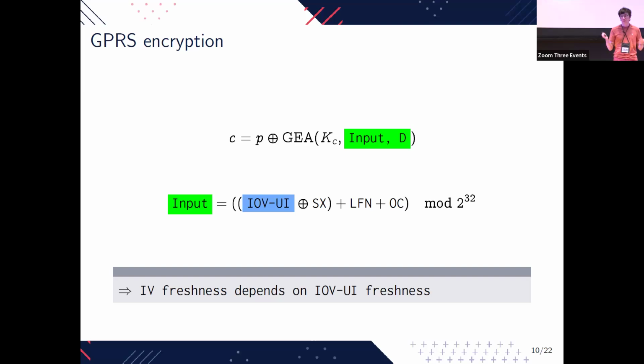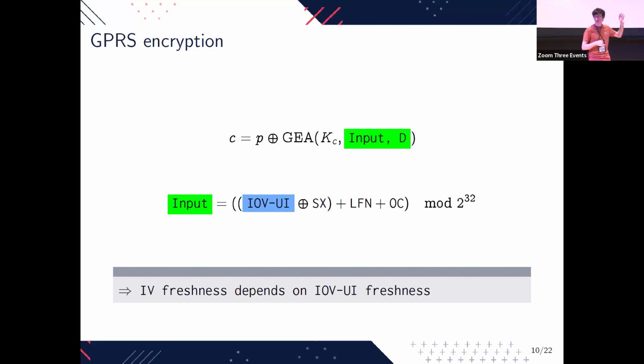So the value of input is this sort of weird formula. We have I of UI XOR with something, plus something else, modulo 2 to the power 32, and we get input. Well, in fact, the LFN plus OC is just a frame counter. So it's something that starts at 0, 1, 2, 3, etc. The SX is just a constant.